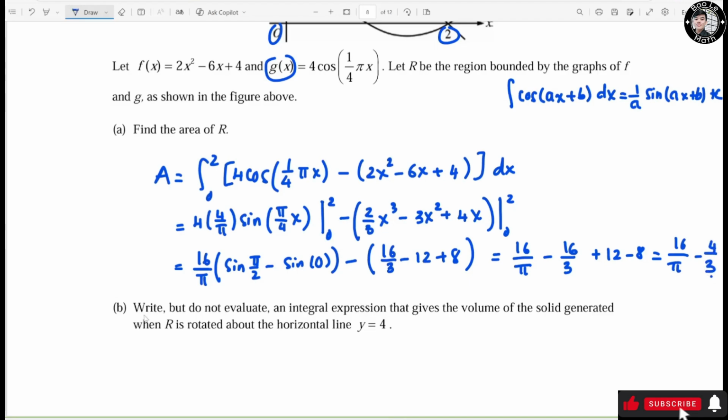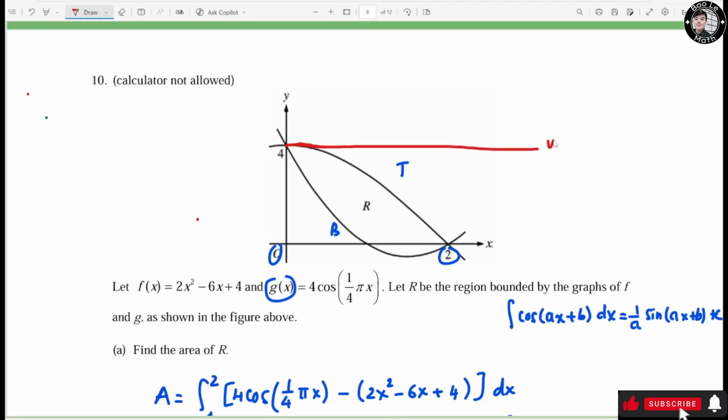Question B. Write but do not evaluate an integral expression that gives the volume of the solid generated when R is rotated about the horizontal line y equals 4. Now this is the line y equals 4. The inner radius is the distance from here to here. The outer radius is the distance from here to here.